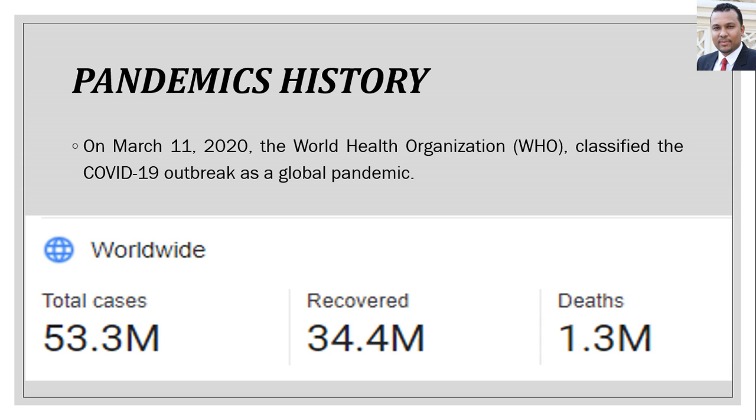What about the fact sheet for the COVID-19 pandemic? At the date of 14th of November 2020, we talk about total cases of COVID-19 over 53.3 million. The recovered cases are 34.4 million, and we talk about deaths of 1.3 million. In this case, we can talk about the percent of recovered cases relative to the total cases, mainly 64.5%. 64.5% of total cases are recovered.